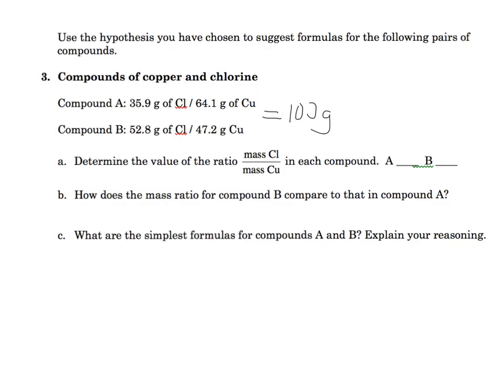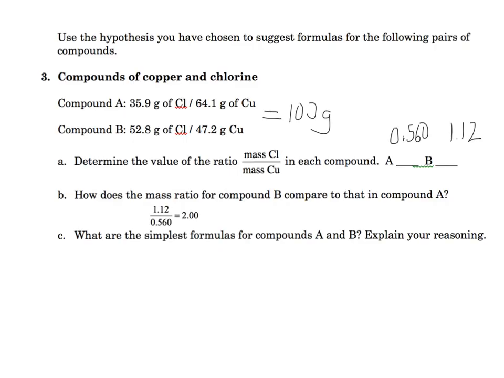When the mass of chlorine is divided by the mass of copper in each compound, we obtain the following ratios. 0.560 in compound A and 1.12 grams of chlorine for every gram of copper in compound B. Once again, we find a simple integer ratio for the relative masses of chlorine to copper in these two compounds. There's twice as much chlorine for every gram of copper in compound B than there is in compound A.